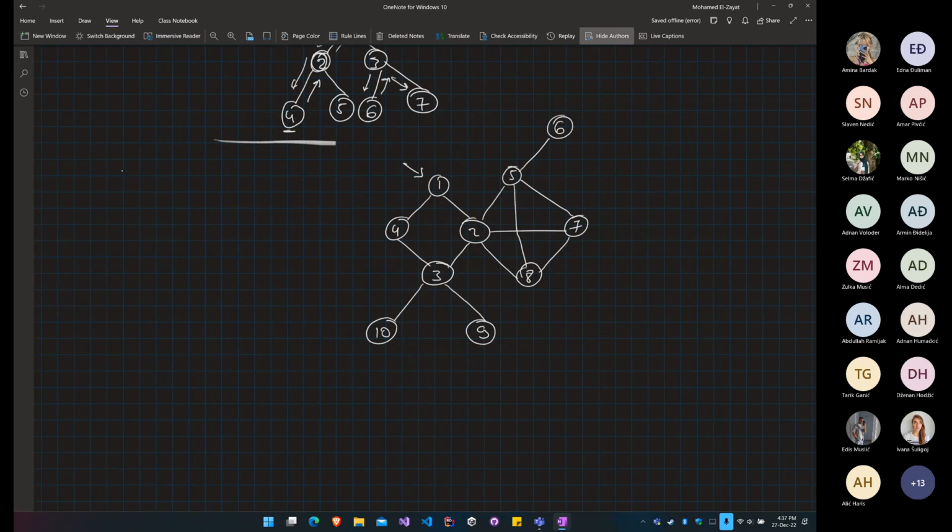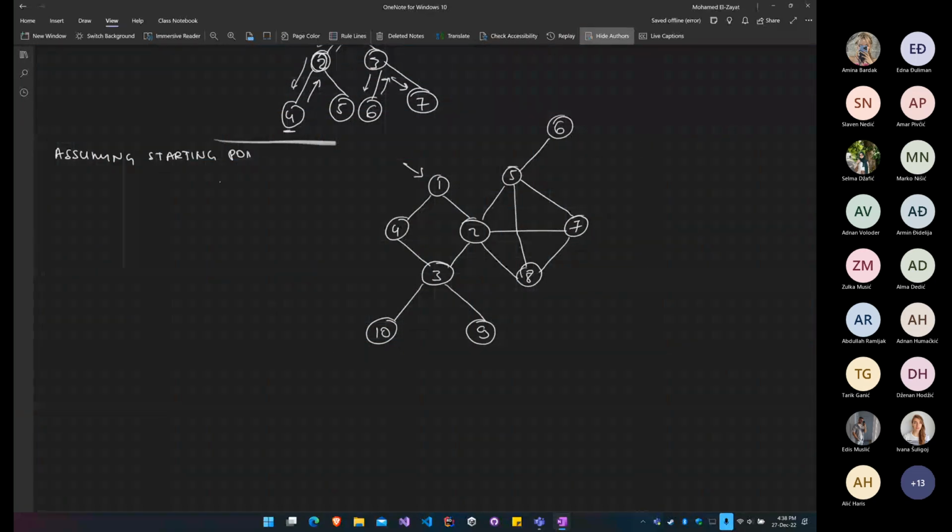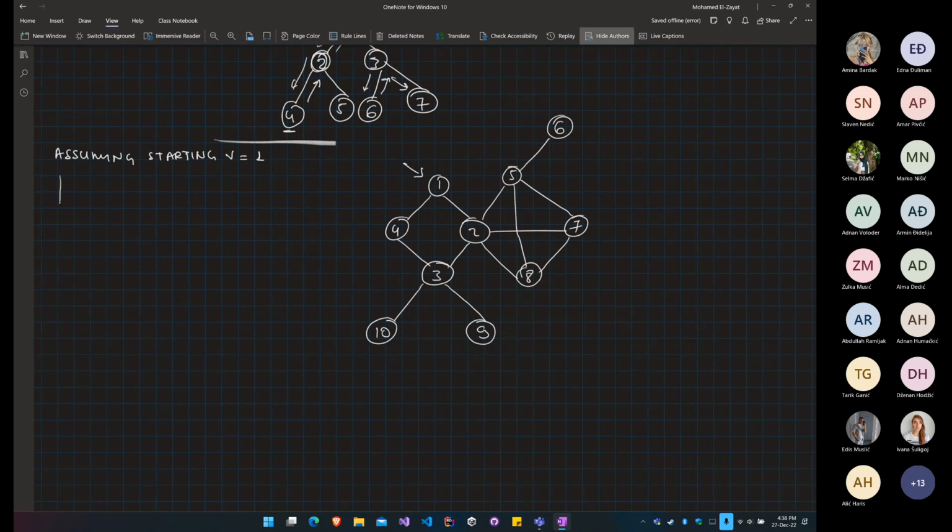It depends. In a directed graph, it's even easier because you have a direction. In an undirected graph, you tend to have multiple solutions per graph. But in any case, assuming the starting vertex is equal to 1, this is number 1. So what you would do is push this into a stack.